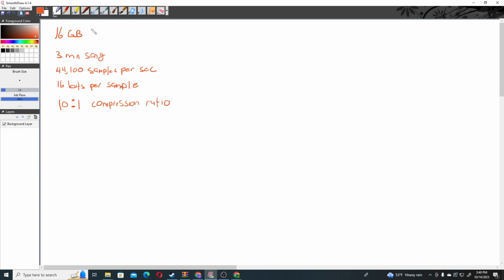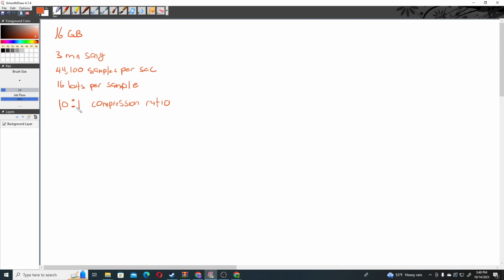Okay, so we have 16 gigs of hard drive space, 3 minutes per song, 44,100 samples per second. Each sample stores 16 bits to represent the sound, and there's a 10 to 1 compression ratio. How many songs can be stored on our phone?